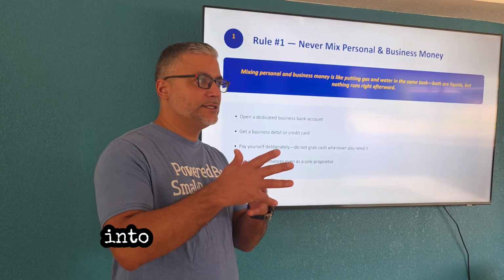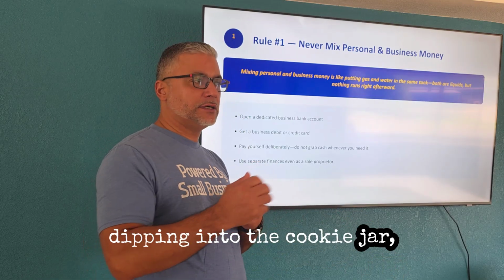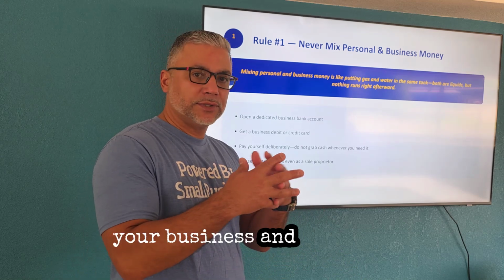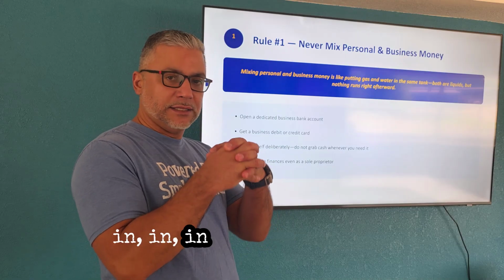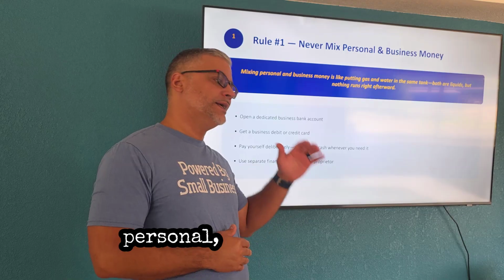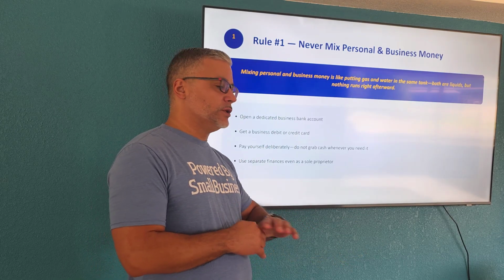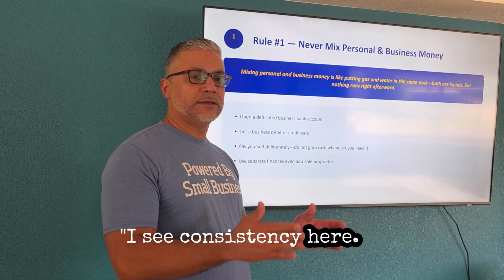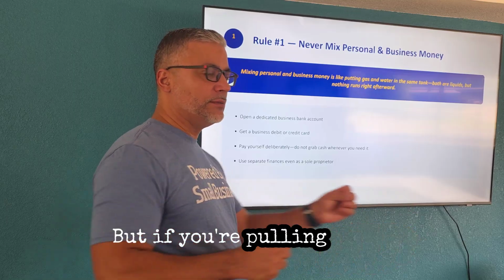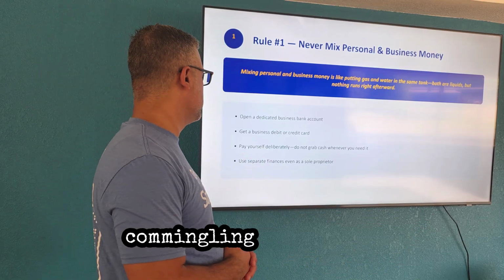Because, you know, when you're always dipping into the cookie jar, it gets into the world of what they call commingling, where your business and personal transactions are back in the mix. You've got to separate that stuff. So set up automatic transfers from your business to your personal, and do all your personal purchases out of your personal account. That's the best way. The IRS will look at that and be like, I see consistency here. It makes sense. It looks like that's what you're paying yourself, so you're good there. But if you're pulling money whenever you want, 20, 40, 100, whatever, it's commingling.